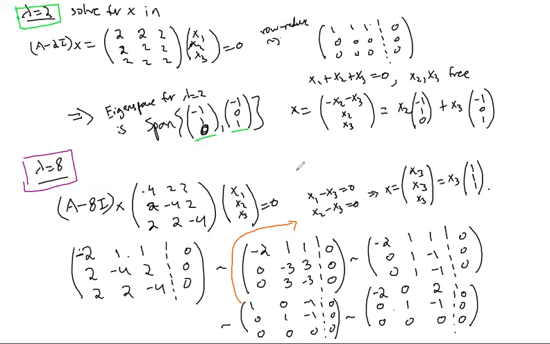So we get that the eigenspace for lambda is 8 is the span of 1, 1, 1. Okay, let's divide here.